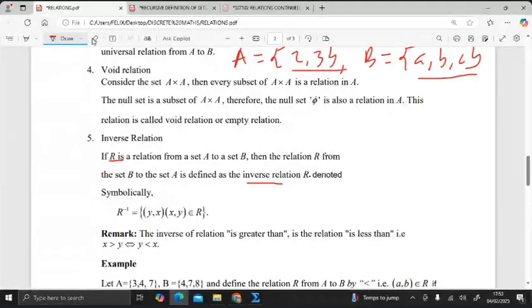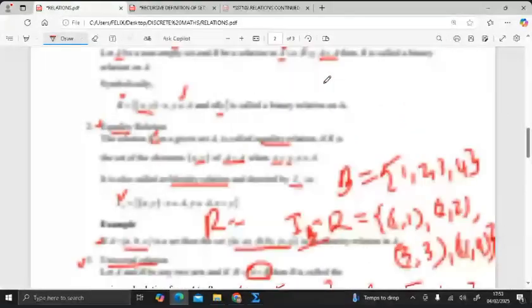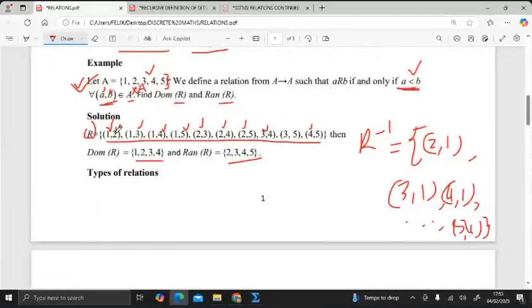And that is exactly what we're being told here. It's a set from a set A to B. If R is a relation from A to B, then the relation from the set B back to A is defined as the inverse relation. And this is denoted R inverse. Symbolically, we have it here. And you can see this, such that, either that, or we use colon if you remember. This one represents such that. Okay.